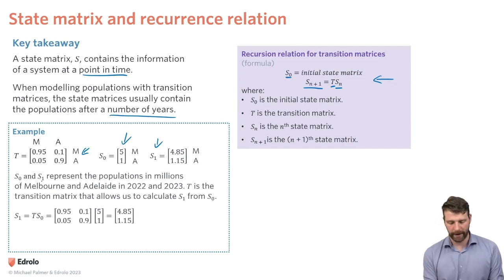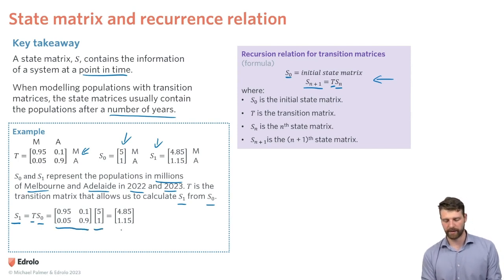Okay, so I've got S0 and S1, and they represent the population in millions of Melbourne and Adelaide in 2022 and 2023. T is the transition matrix that allows us to calculate S1 from S0. And you can see that we do this by S1 is equal to T times S0, which gives us T here times the original population, and that gives us the population in the next year. The point here is we could do this again and again to get S2, S3, S4, S5, S6, and so on.